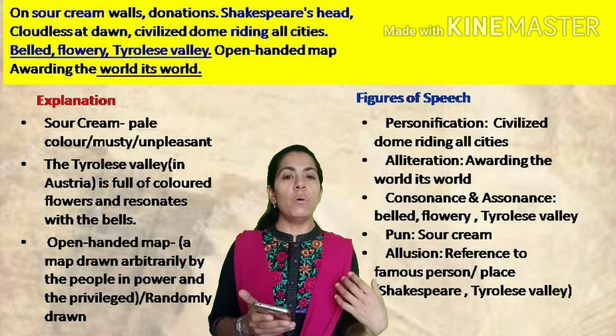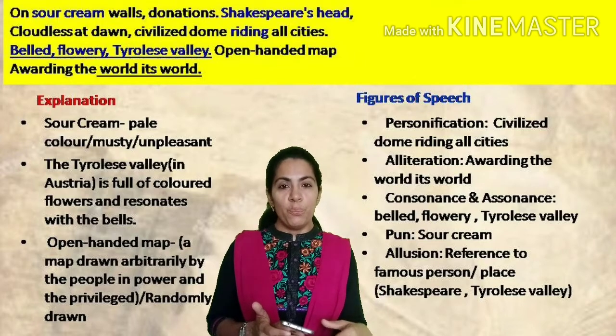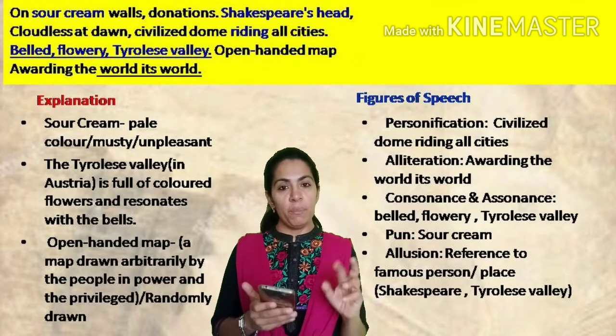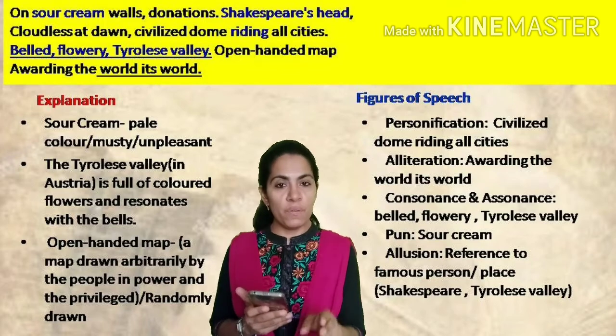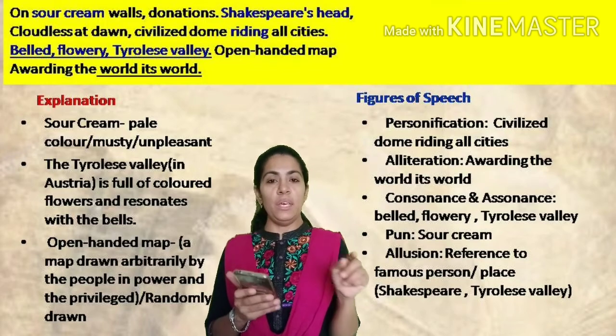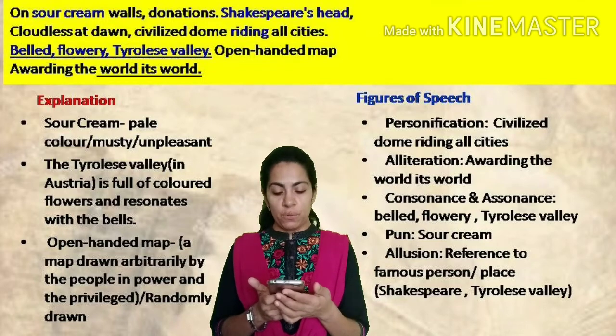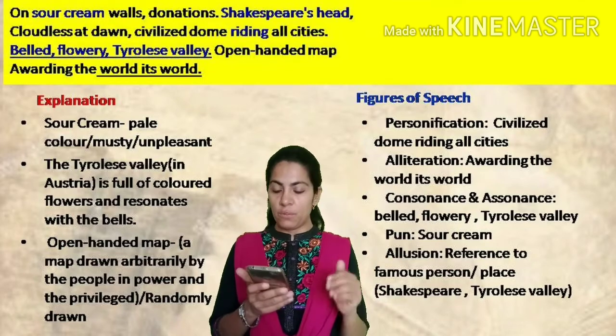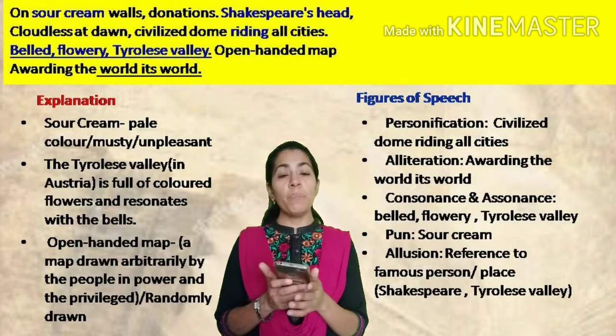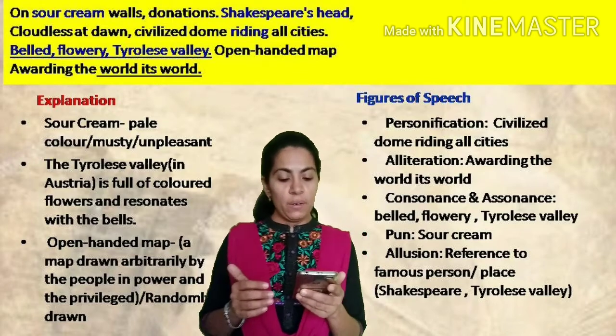Bell, flowery. Now here we have the sound l, bell, flowery, Tyrolese valley. So, a lullaby, a happy tune being played. There is an example of consonance as well as assonance. The e sound of bell is also repeated. So there is assonance as well as consonance used here. Bell, flowery, Tyrolese valley.